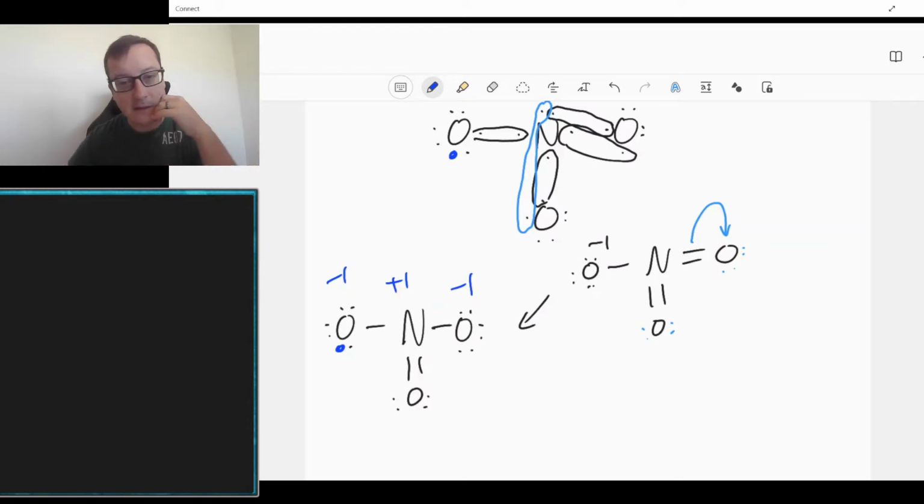And again, there's resonance here, of course, because we could have made our double bond on any of those oxygens. So just remember that as well. There are 3 different resonance forms for nitrate. So just keep that in mind as well.